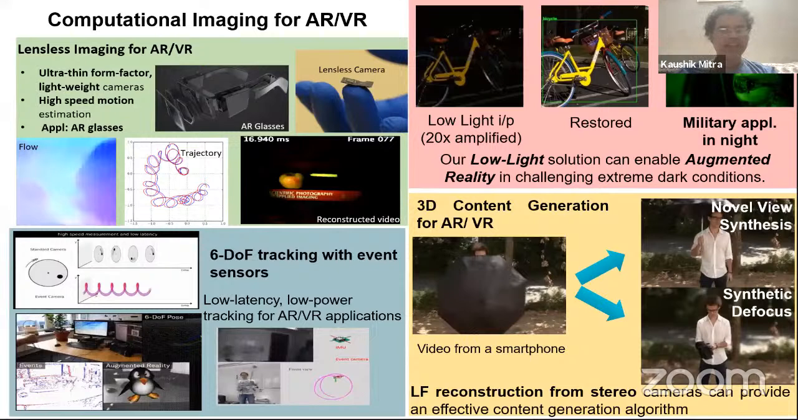So our goal is that using a smartphone, people will be able to capture light field, and that way we can generate 3D content. So these are the four areas that we are looking at. The first two of them are more about novel sensors and how we can use them for AR/VR. The third one is more about processing and enhancing the images. And the fourth one is about 3D content generation.